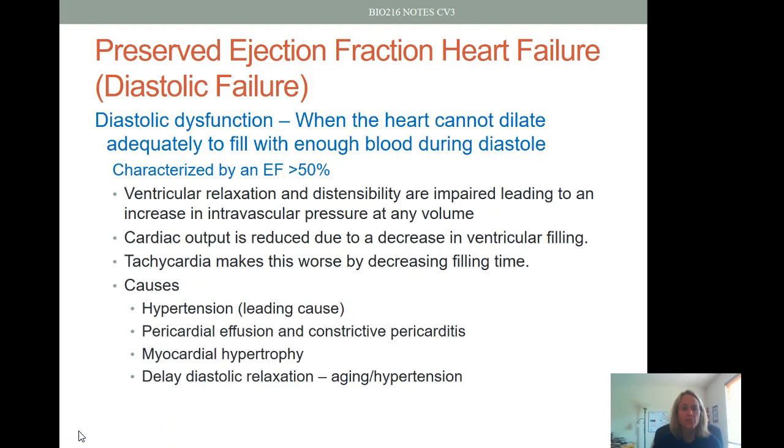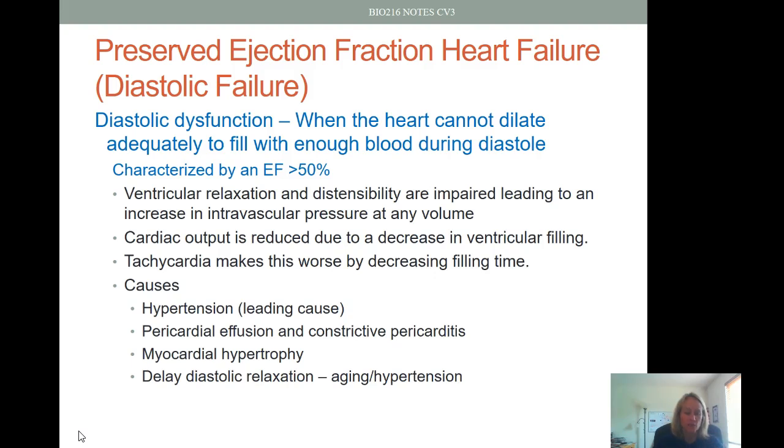Next, we can look at preserved ejection fraction heart failure or diastolic failure. And this is when we have a diastolic dysfunction in which the heart is not able to dilate adequately, so it is unable to fill with enough blood during diastole. In this case, it is characterized by an ejection fraction of greater than 50%. So we have a problem with the ventricular relaxation and distensibility, and that leads to an increase in the pressure at any volume. Cardiac output ends up being reduced because we have a decrease in filling.